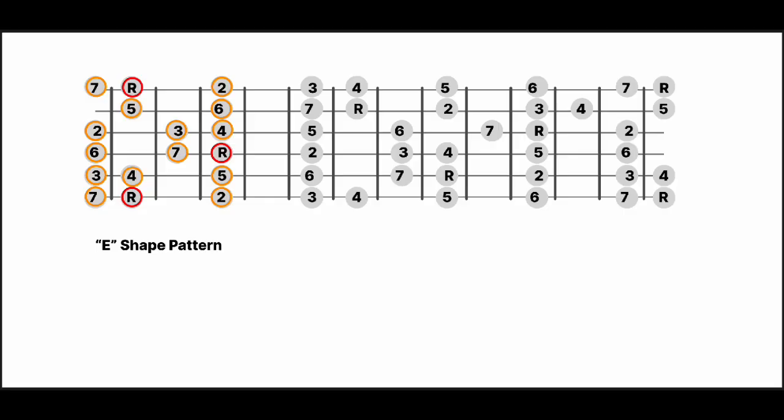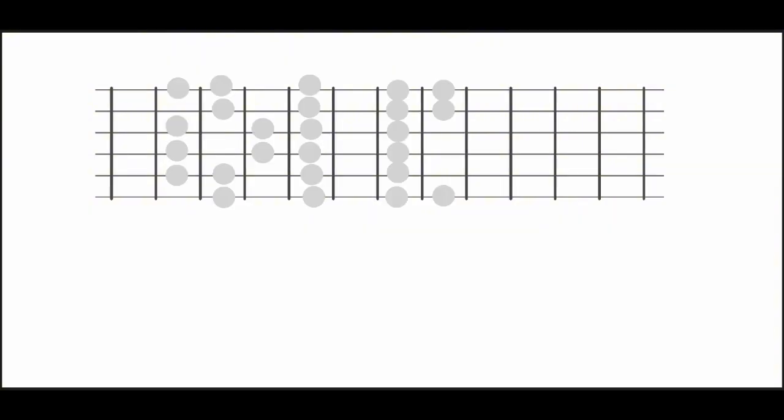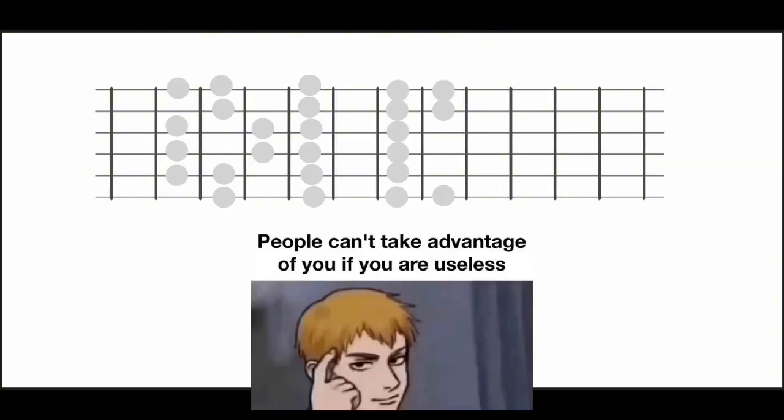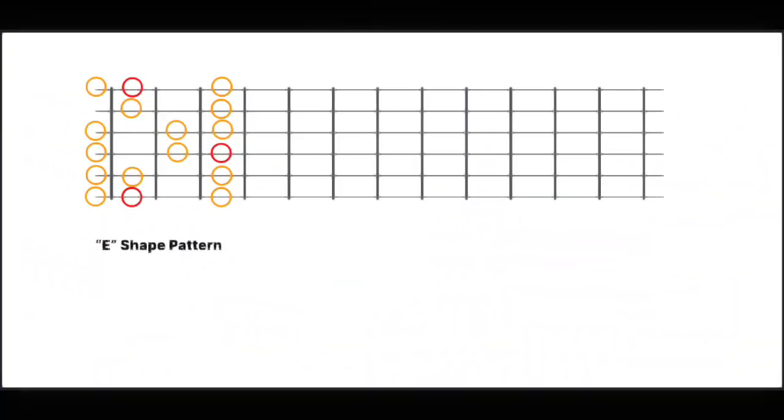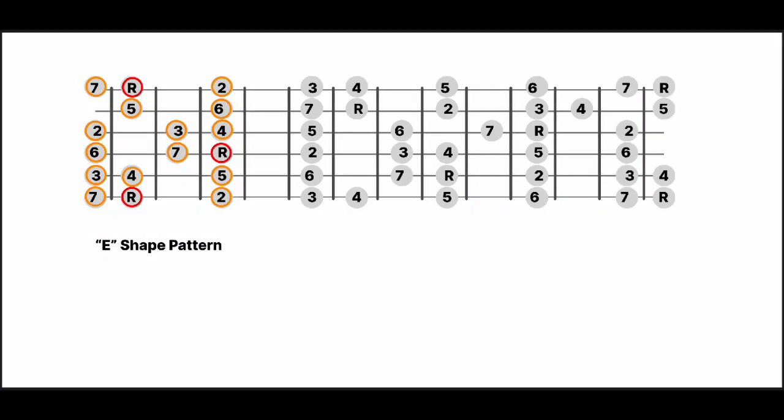If you just learn the shapes without that information on it, let me turn it off for a second, then you're just learning something like this. And that's not very helpful. So let's turn this CAGED, or major scale, back on, and start talking a little bit about how we can derive chords from scales.